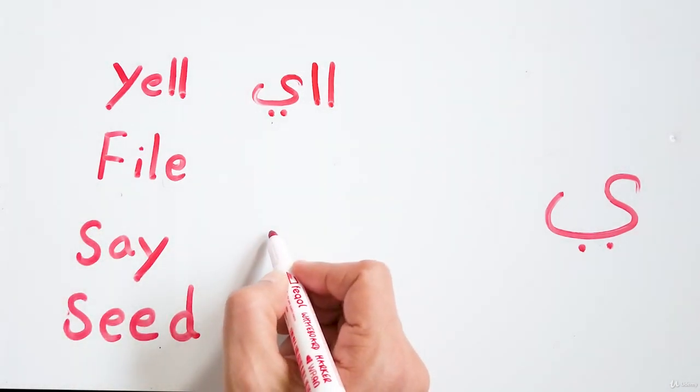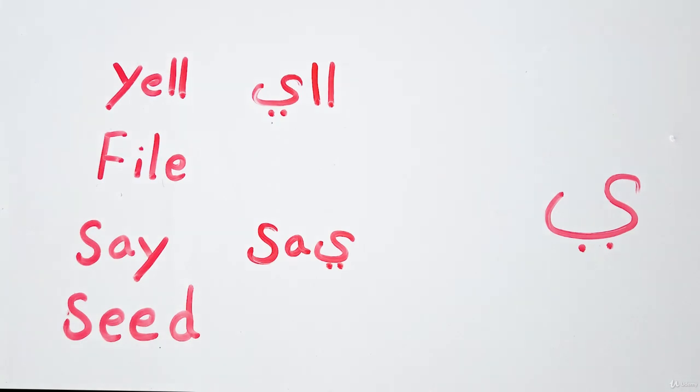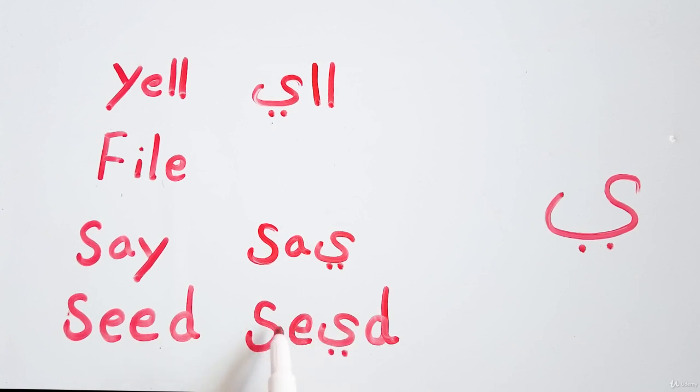Say, say. Let's see if I say it like this. Here it will be like this, and I will add it here. So it will give us the sound of a long vowel. Seed, seed. Let's add fatha on the top of the letter. So now we have yeah, yeah. Now let's write yeah.